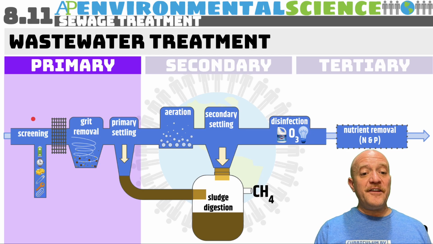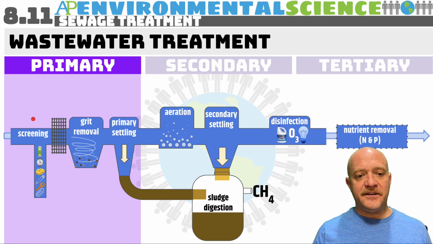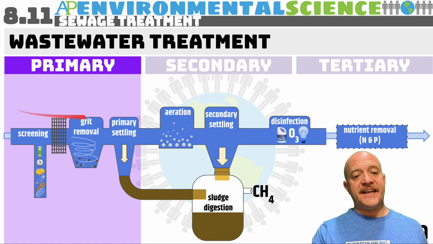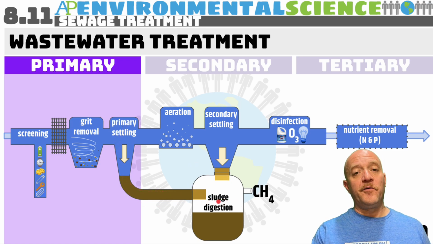But once everything settles out, so once you've removed the grit, like the sandy materials that have settled out, you allow a lot of this organic material to settle. And then it will go into this big tank for sludge digestion. But this is not the only time that we'll remove the organic material.